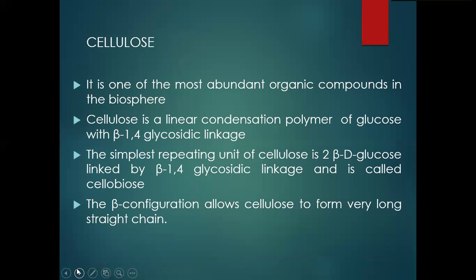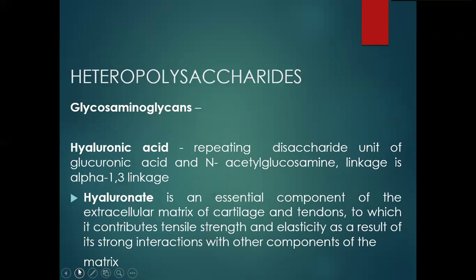Cellulose is the most abundant organic compound found in the biosphere. Cellulose is a linear condensation polymer of glucose having beta 1,4 glycosidic linkage. The simplest repeating unit of cellulose is two beta-D-glucose linked by beta 1,4 glycosidic linkage, which is called cellobiose. The beta configuration allows cellulose to form very long straight chains that are found in the cell walls of plants.